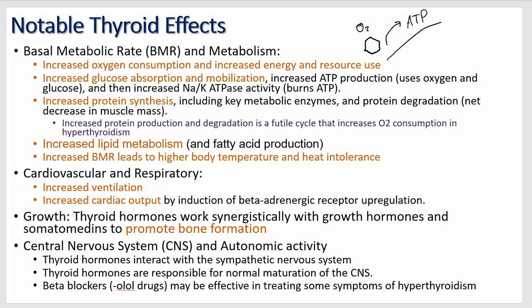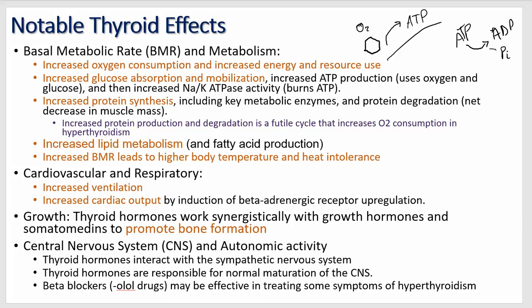That uses the oxygen and glucose, and then increased sodium-potassium ATPase activity. So if we have the ATP, then we're going to burn ATP, ATP to ADP and inorganic phosphate. So that's ATPase activity. So now we're just burning things. So we're getting our sugar, we're burning our sugar to make ATP, and then we're hydrolyzing our ATP to make energy.